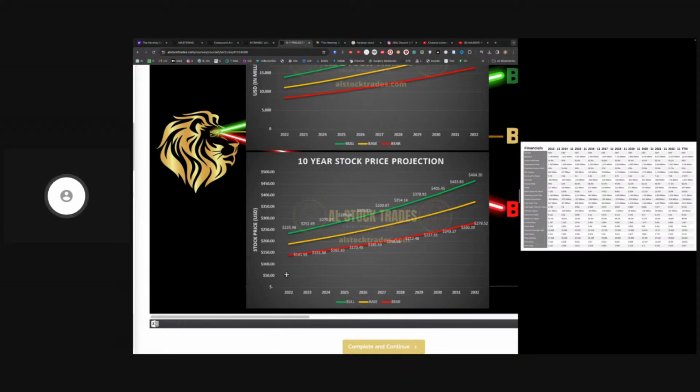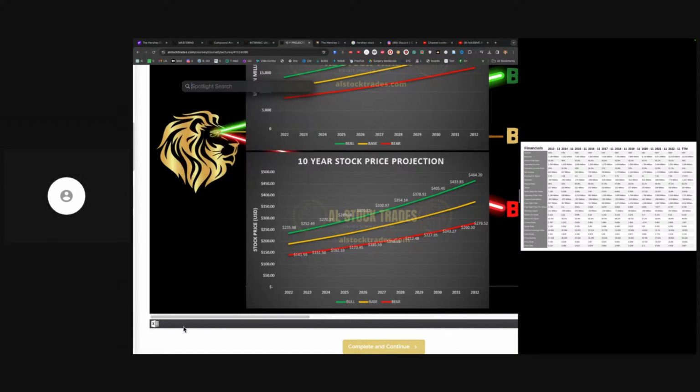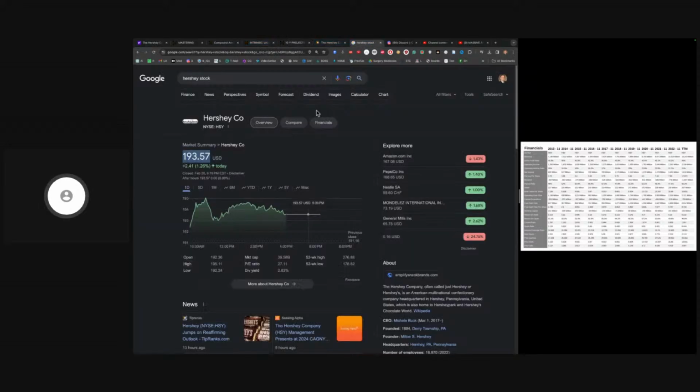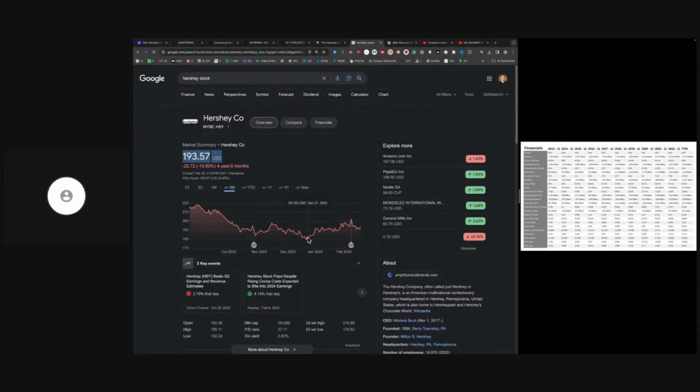Now the halfway point is just 235 plus 141. That's 376. 376 divided by 2, we're at 188. So you can see this year it's worth around 188, which is not too far off from where it's at. And that's with the dividends, right? I'm sure it probably hit 188 recently. It was around the 180s literally last month, or 2 months ago. So it's probably maybe due for a correction. We'll see.